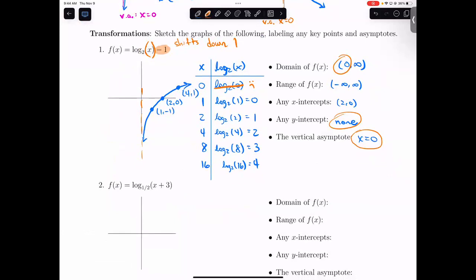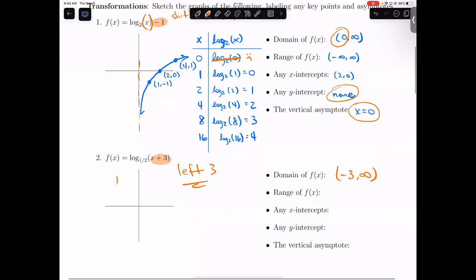So like the next one, which I'll leave for you to do at home, this is a log with base 1/2, so it's going to look like that instead, like flipped upside down. But this +3 now is on the inside, which means it's going to shift to the left. So what happens to the domain? It was 0 to infinity, but then I moved everything to the left. So -3. Right, that vertical asymptote is going to sit over here at -3 now. And the graph's going to look something like that.